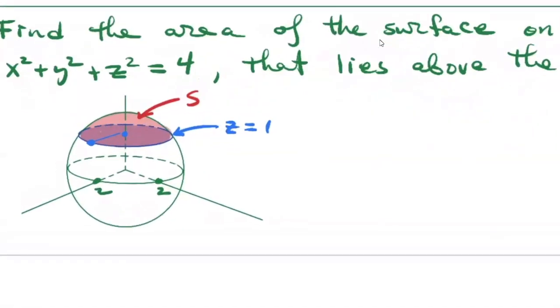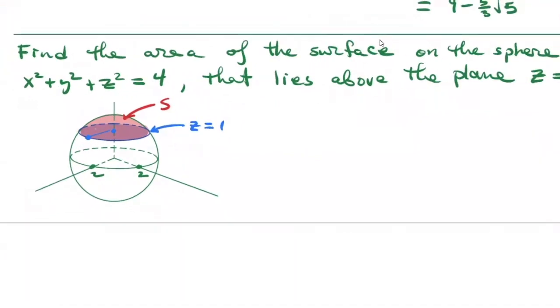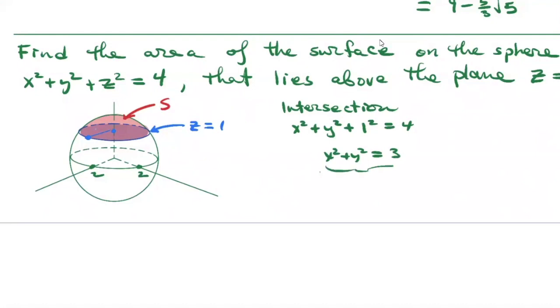We'll figure that out. So that circle right there is the intersection of the plane and the sphere. If there are 2 surfaces, you're always thinking, well, what's the intersection? So let's talk about the intersection. You're just going to make z equal 1. So you get x squared plus y squared plus 1 squared equals 4. So that's easy, right? x squared plus y squared equals 3. So that's radius square root of 3. So that'll be good to know.